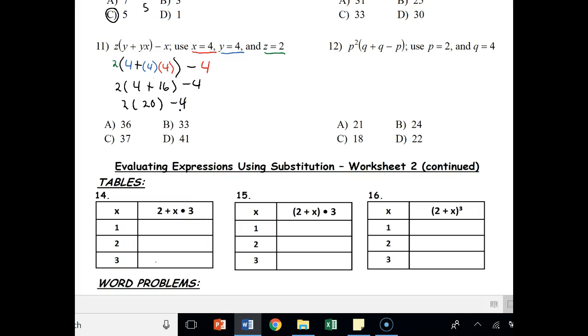minus 4. And now I have to do my multiplication. A number next to parentheses means multiplication, so 2 times 20 is 40 minus 4, and 40 minus 4 is 36. So A is our answer. All right.